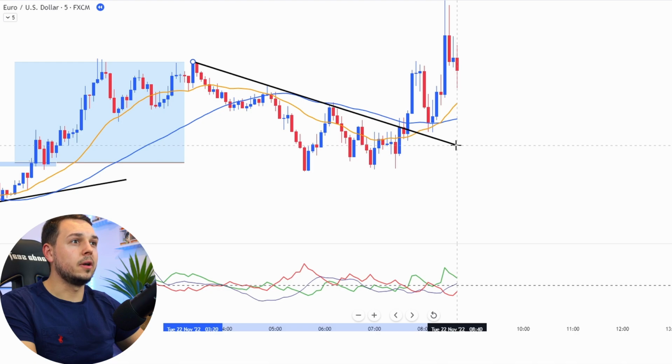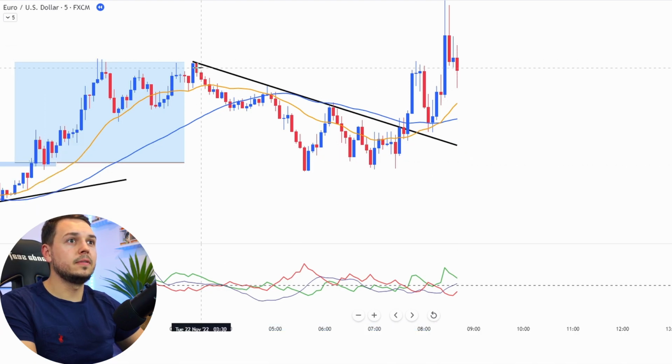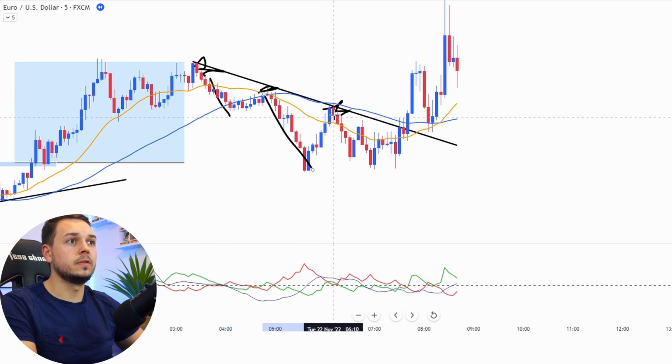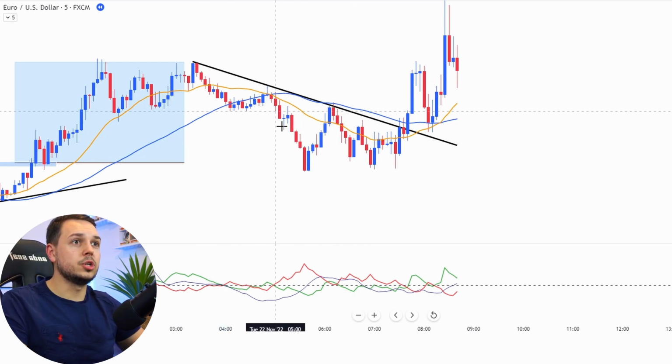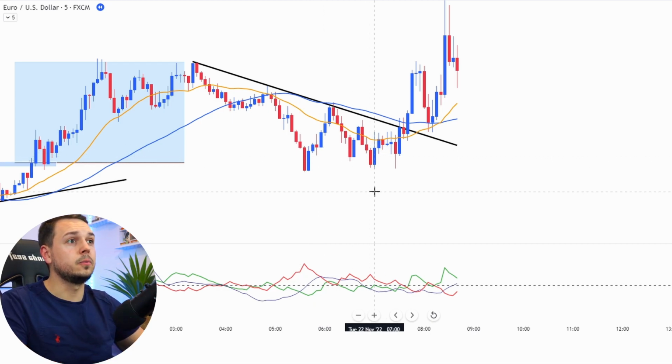Look, we had this nice little downtrend, right? Every single time it touched, what happened? It went towards the downside, right? Nice little rejection, 1 to 3 touch pattern, went towards the downside.